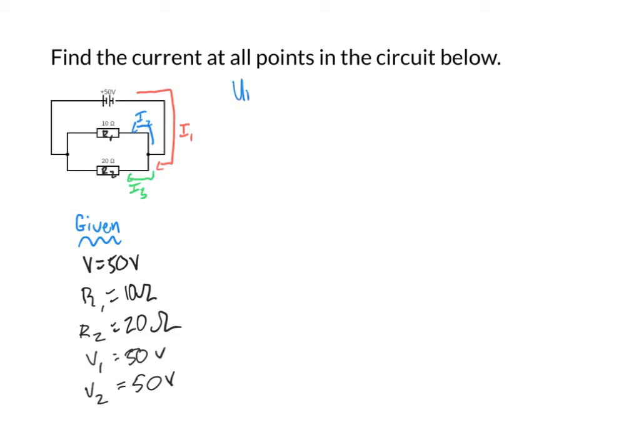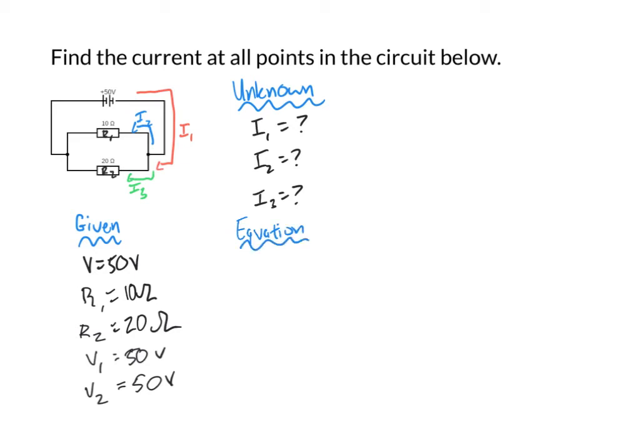So let's go ahead and talk about my unknowns. As of now, I need to find I1, I2, and I3. So those are my unknowns. And to figure out the values of those currents, I'm going to need 3 equations. I have 3 unknowns, so I need 3 equations.